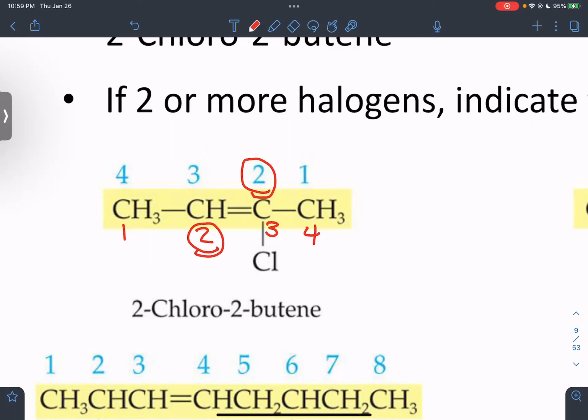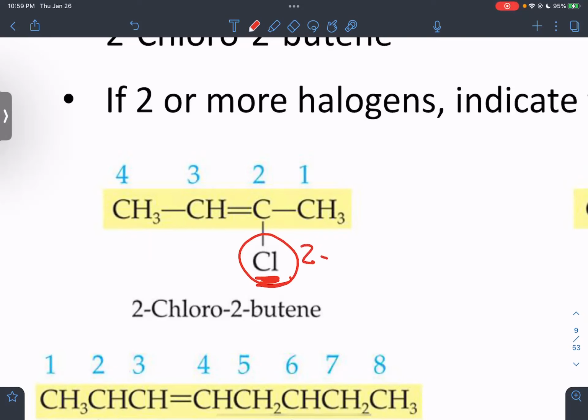Okay, so now we have to look at the substituent. Now we look at the chlorine and ask what's lower, a 2 or a 3, and the 2 is lower, so we use the numbers at the top. All you're going to do is say this is my substituent. It's on carbon 2. It's a chloro. Oh, C-H-L-O.